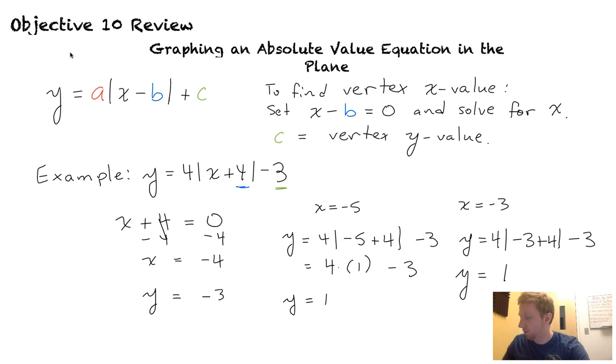Again, for this topic, remember to find the vertex by setting x minus b equal to 0 and then solving for x. Then we can find the y value of the vertex by looking at our c value, whatever is added or subtracted to the entire function. And once we have our vertex, we will then choose an x value on each side of the vertex, preferably the two closest values, plug those into the function, solve for y, and then we will have our two other points. Then plot the two points, and then graph the function. And that's how we graph an absolute value equation in the plane.